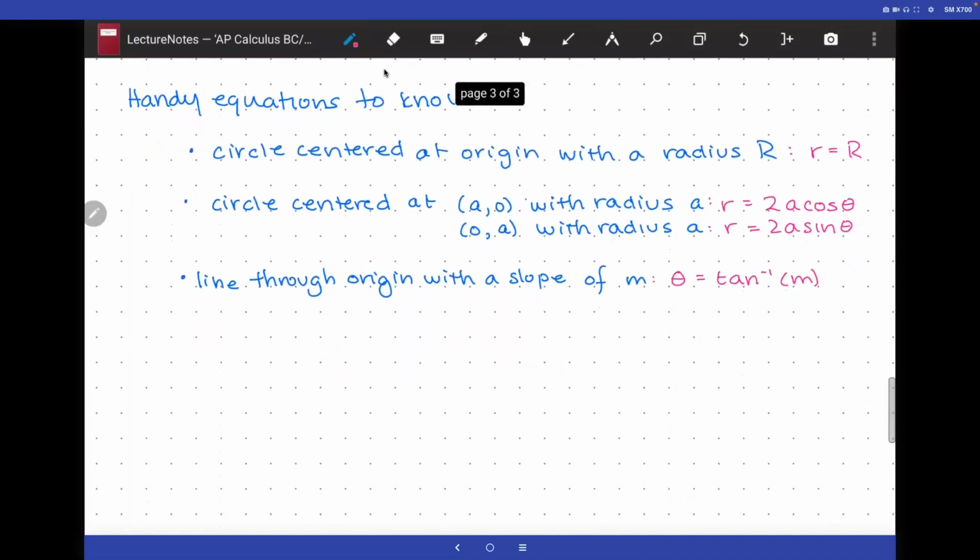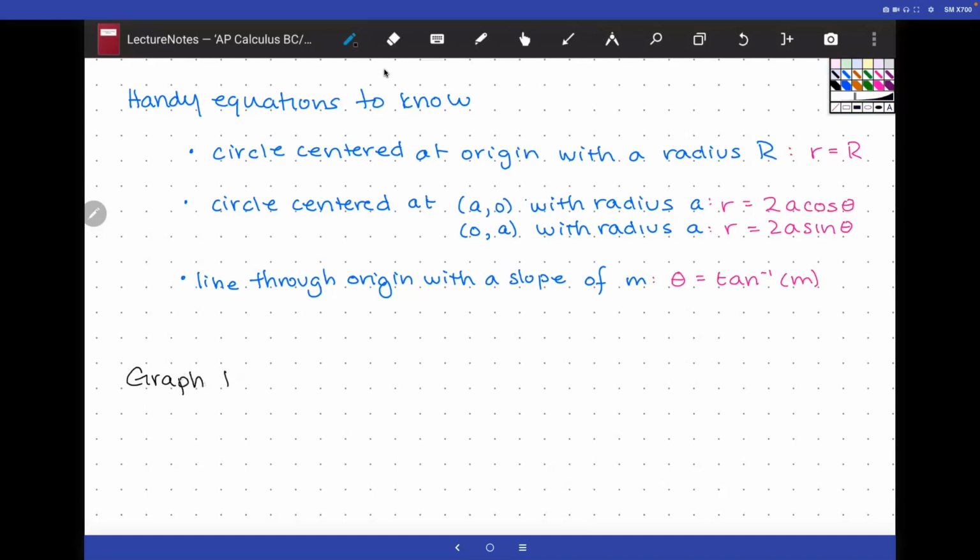All right, so the last thing I want to know is let's try graphing by hand a kind of funky looking polar, and then we'll see if we got it right. So the grand finale. Graph this. Let's do r equals 2 cosine 3 theta.